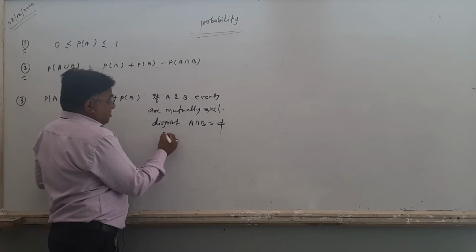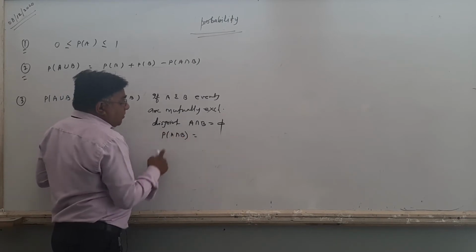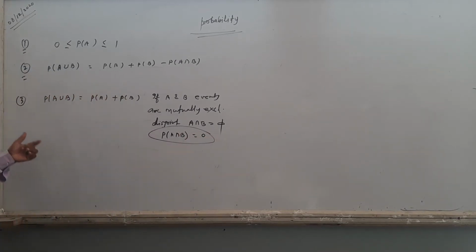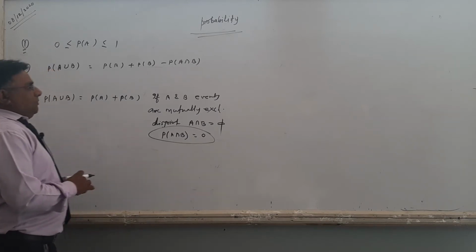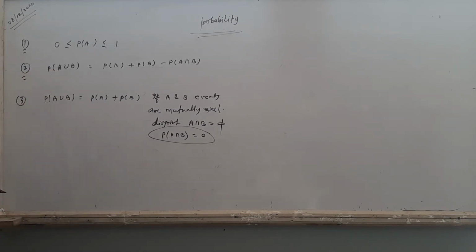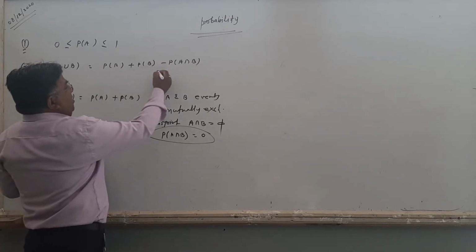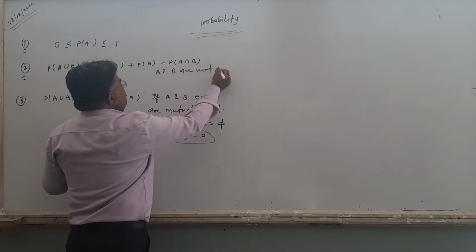That means for disjoint or mutually exclusive events, the probability of A intersection B is 0. When? When A and B are mutually exclusive. Two or more mutually exclusive events mean the intersection is 0, right? But in this other formula, it is used when A and B are not mutually exclusive.